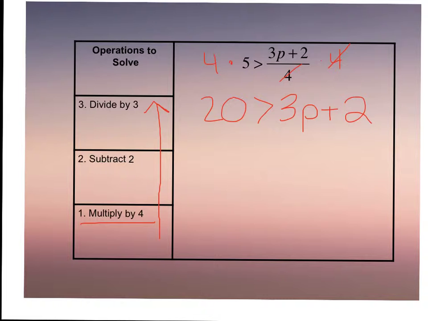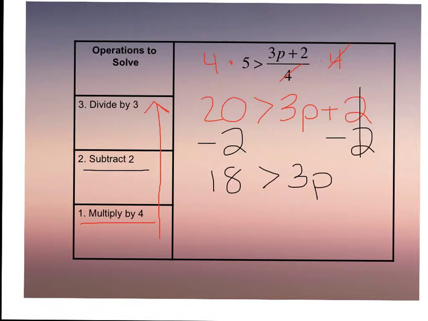Next step, we are going to subtract 2 to both sides. So I'm going to minus 2 here and minus 2 here. And I get 18 is greater than 3p. And these 2's reduce to 0. And then the last step would be divide by 3. So divide both sides by 3. Since we're dividing by a positive number, I don't need to worry about switching my inequality symbol. So I get 6 is greater than p.